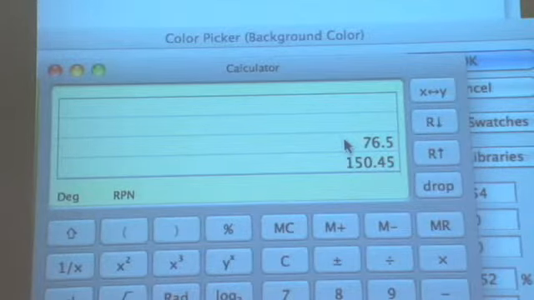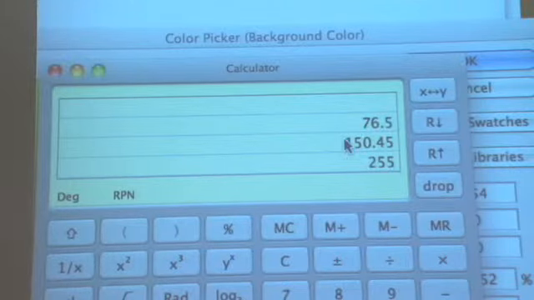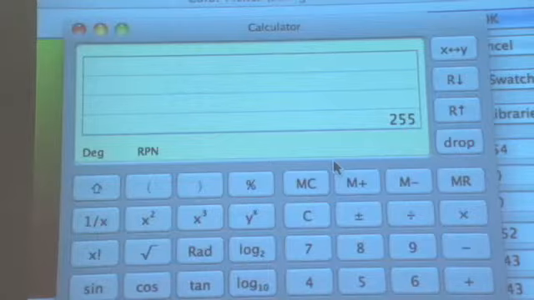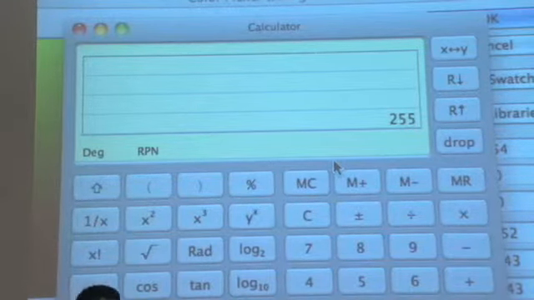That's 150.45. Okay, then I have the blue, 255 times 11%, 28.05. Now if I add those three together, you see that I get 255, which makes sense. So this equation still makes sense.